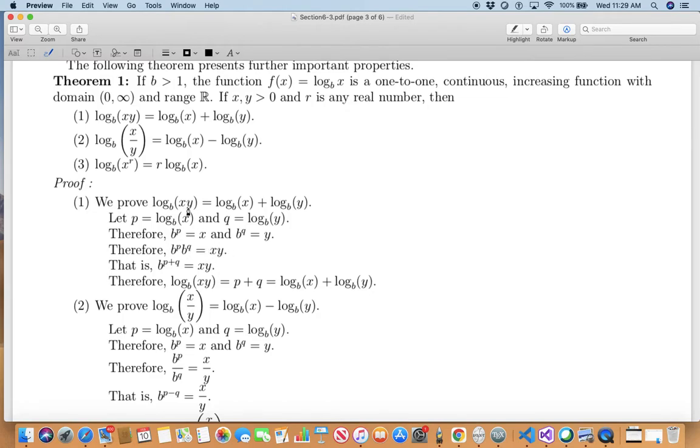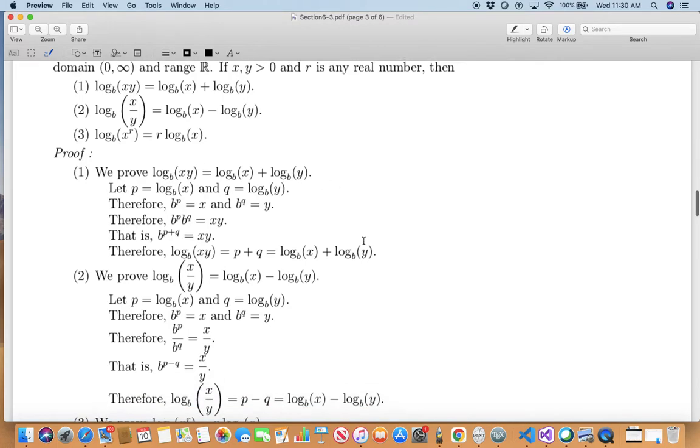Because that's the goal. I want to multiply x, y. So, when I multiply powers, you see, I have the same base, the exponents add up. b to the power P plus Q is xy. What does this mean? This means log base b of xy is P plus Q. P is, remember, log base b x. Q, if you remember, is log base b y. In other words, log base b xy is log base b x plus log base b y.